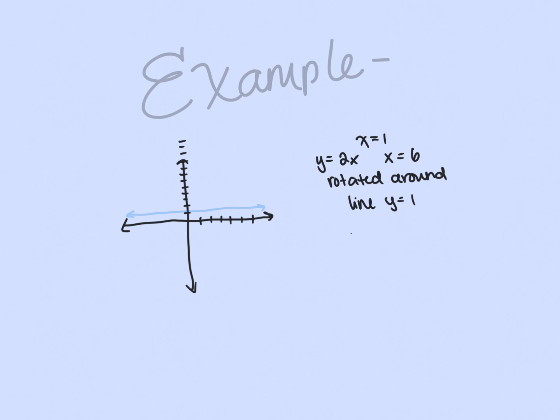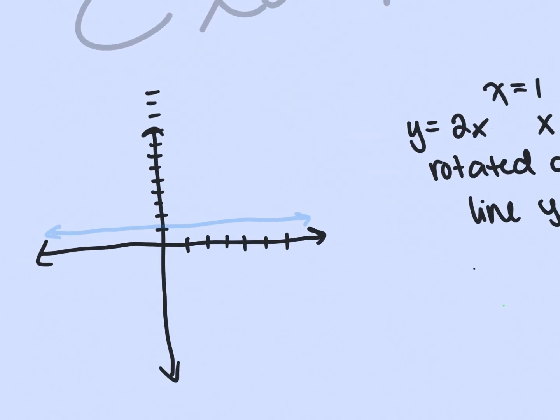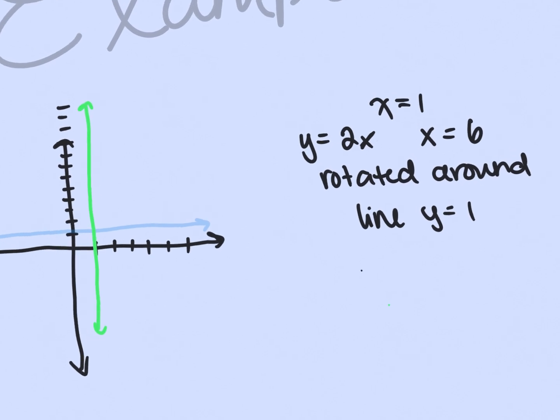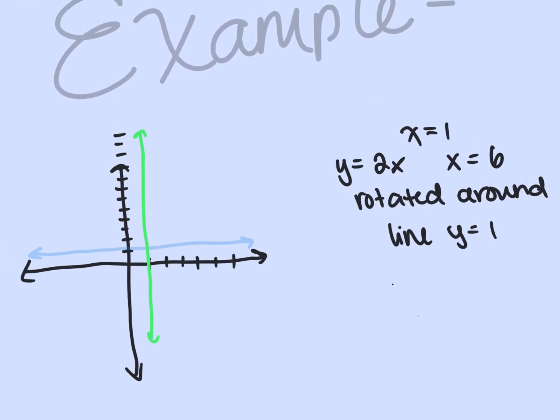So here's our first example. This one might be just a little bit harder because it's not rotated around the x-axis or the y-axis, which I always find a little bit harder. So first we're going to start out, of course, with our drawings. So we have a line at x equals 1. That one's pretty easy, just like that. Then we also have a line at x equals 6. So 1, 2, 3, 4, 5, 6. Just like that.